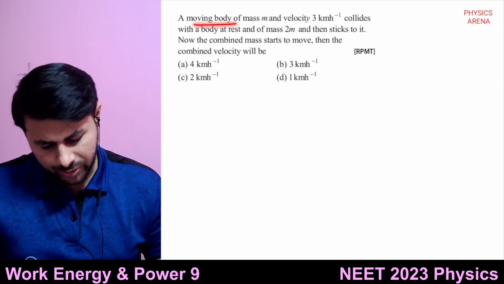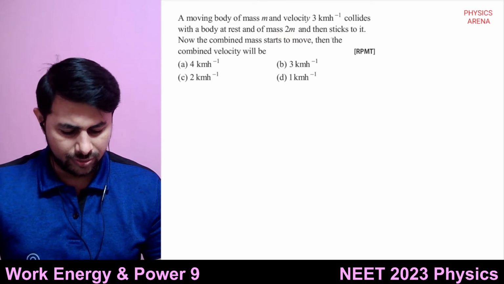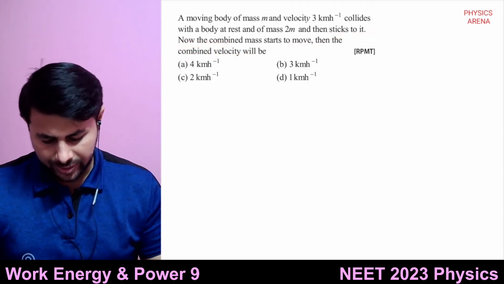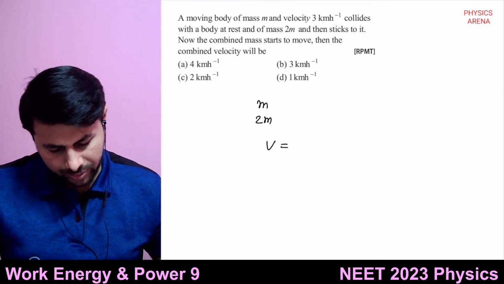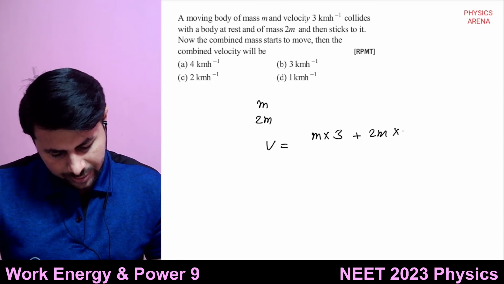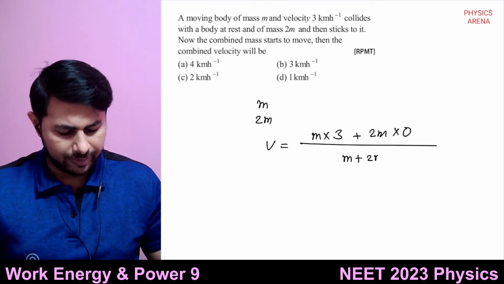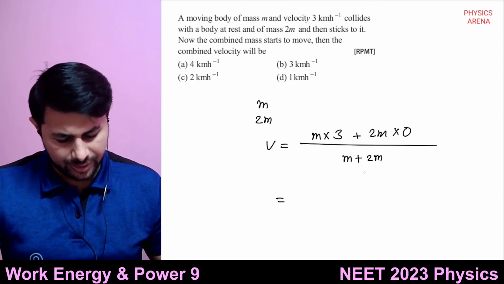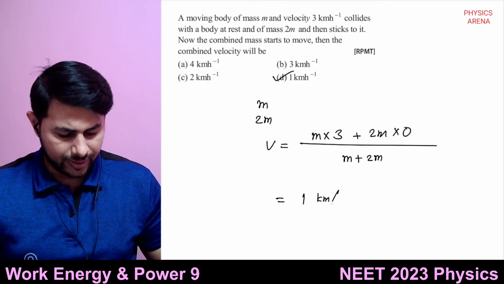Okay. A moving body of mass m and velocity 3 kilometers per hour collides with a body at rest of mass 2m and sticks to it. Now the combined mass starts to move, then the combined velocity will be straightforward, right? So first mass is m, second mass is 2m. The velocity will be m times 3 plus 2m times 0, velocity of second mass is 0, divided by m1 plus m2. So m plus 2m, right? So 3m divided by 3m, 1 kilometers per hour, right? So 1 kilometers per hour is the answer.